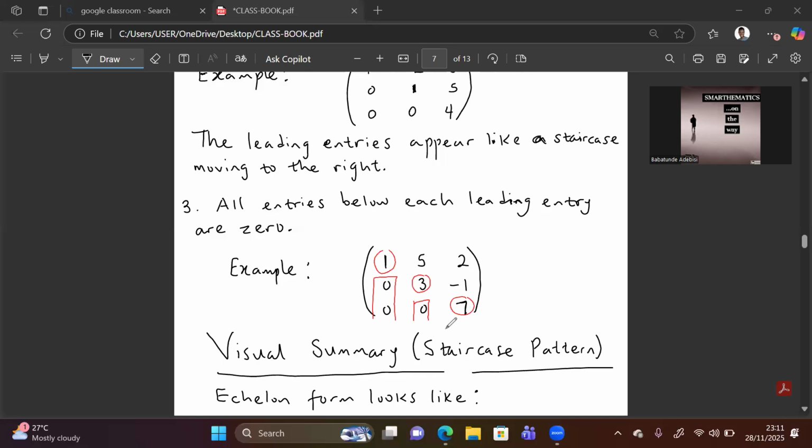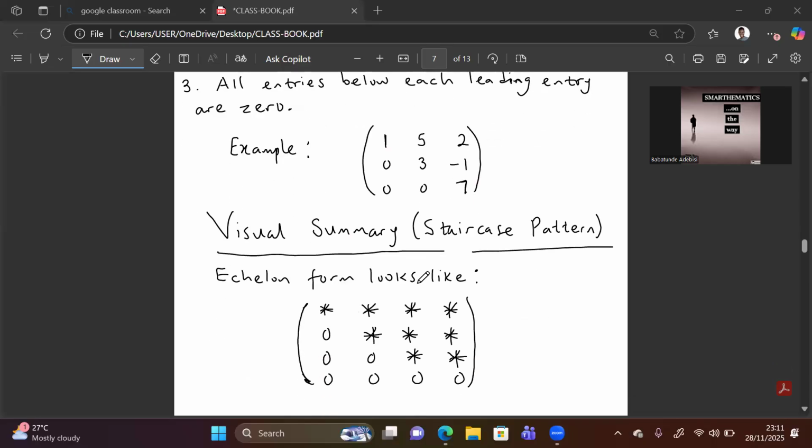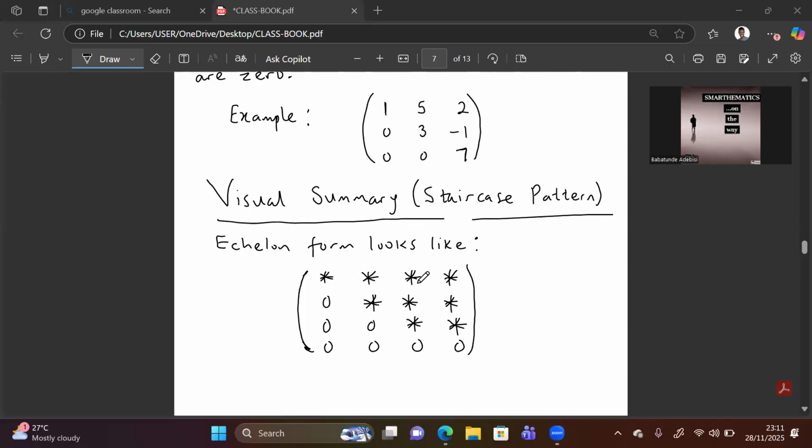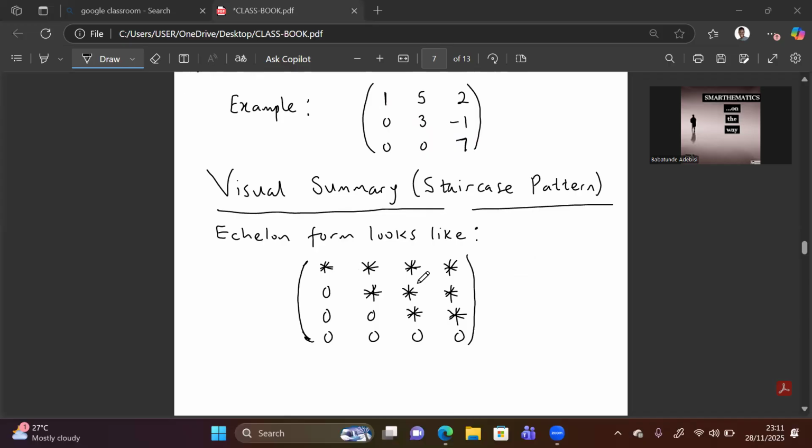So that's okay. So in summary now, let me give you a visual representation of what the echelon form looks like. It looks just like a staircase, like I said, a staircase pattern. So echelon form looks like this. So have this picture in your head. As long as you have the picture in your head, whenever you are trying to write a matrix in echelon form, this is the picture that you'll be looking at, that you have in your mind, because that is where you're going to.